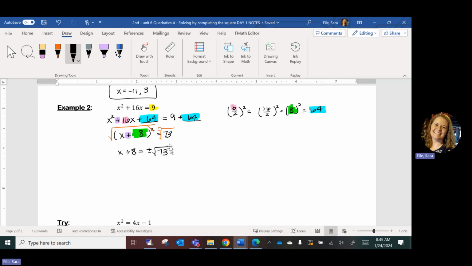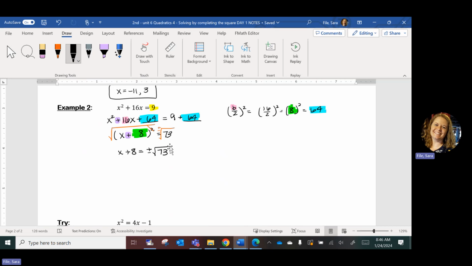Remember, when you have a radical, you could try to make a factor tree and reduce it and take some factors out from under the radical. But in this case, 73 is a prime number. There's no factors of 73 other than 1 and 73. So there's no simplifying it. It's going to stay square root of 73.